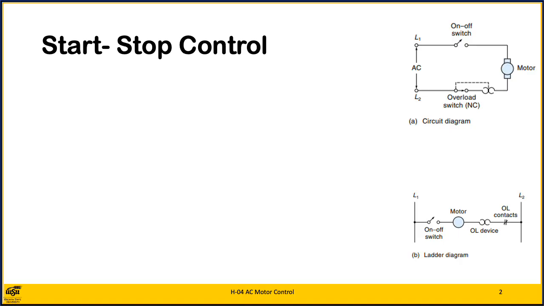The simplest way to start a fractional horsepower AC motor is to connect it to the line voltage through a switch, and this is how it's done in many cases. These diagrams show two different schematics for this approach. Both schematics are for the same circuit, but figure B is drawn in a form called a ladder diagram and is typical of an industrial motor wiring diagram.